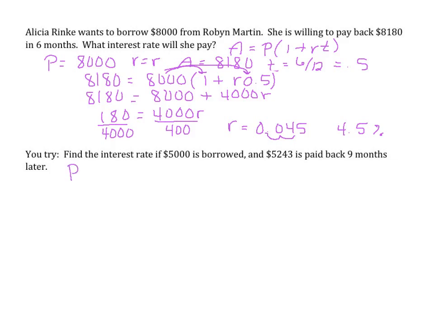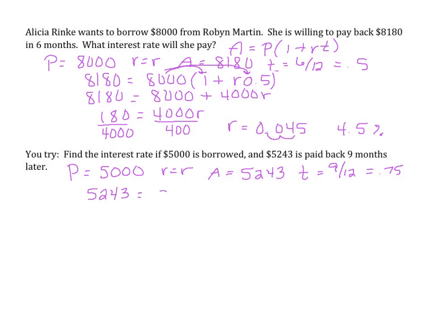So the principal that we're borrowing is $5,000. We don't know our rate. We do know that we're going to end up paying back $5,243 altogether. And the time in which we're doing this is 9 out of the 12 months, which is the same as 0.75. So we'll plug them in.